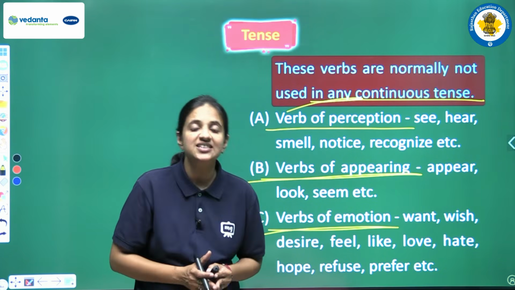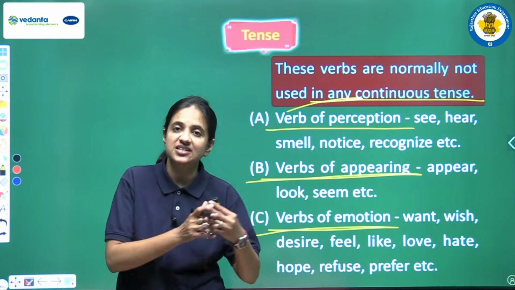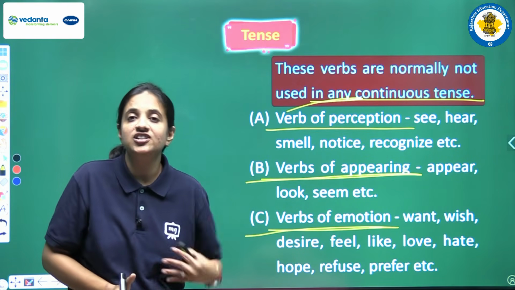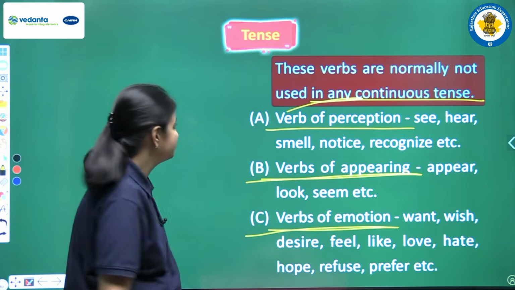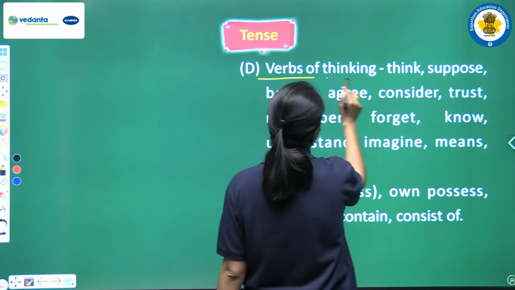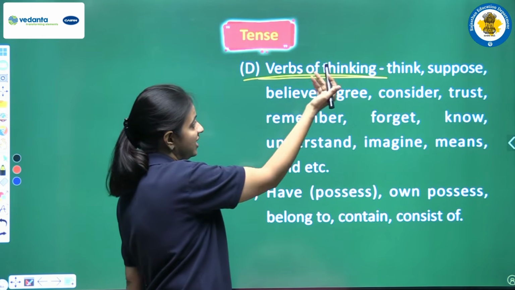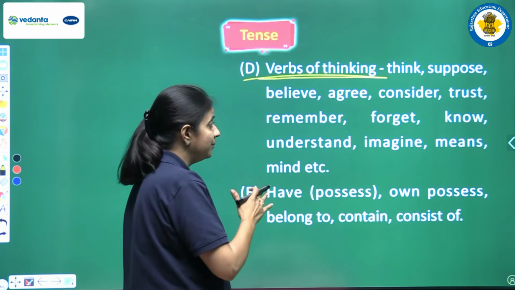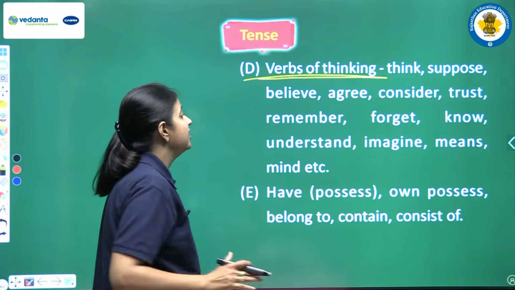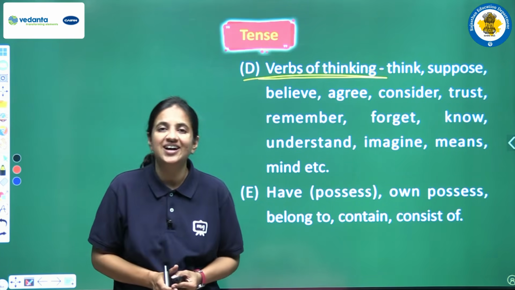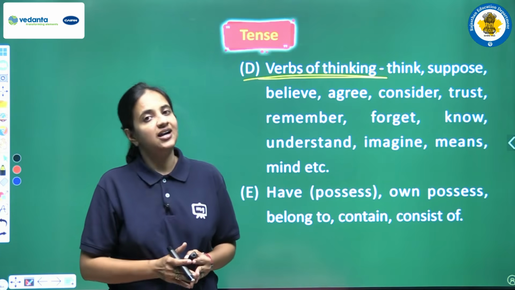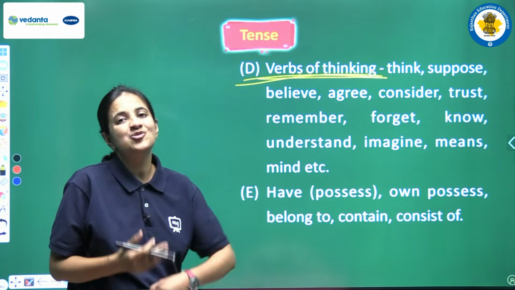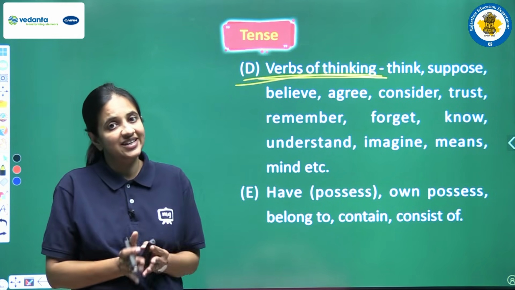So again, these are the words, these are the emotions that we generally do not use in present continuous tense or any continuous tense. In the structure of continuous tense, we do not write these verbs. Next, we are having verbs of thinking. So what does it mean? Suppose we are having think, suppose, believe, agree, consider, trust, remember, forget, know, understand, imagine, mean, mind, etc. So again, these are some of the action verbs that are all related to what? Thinking, and these also we generally do not use in the structure of continuous tense.